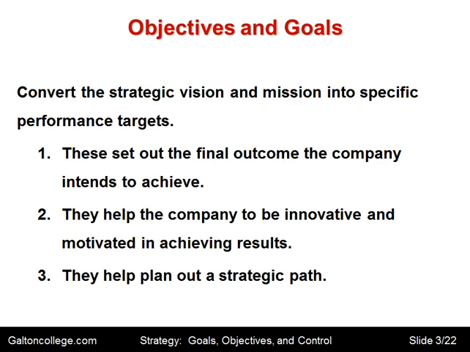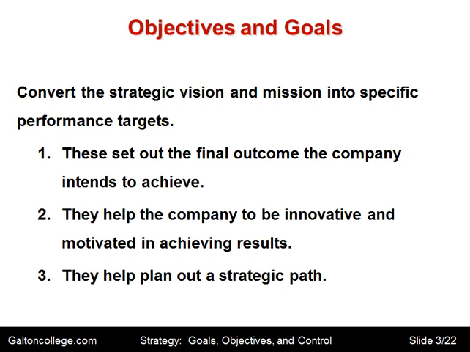Now, the first task is to convert the strategic vision and mission of the business into specific performance targets. These set out the final outcome the company intends to achieve. The specific performance targets are important because they show what the company is aiming at, the final outcome the company intends to achieve. And also they help the company to be innovative and motivated in achieving the results.